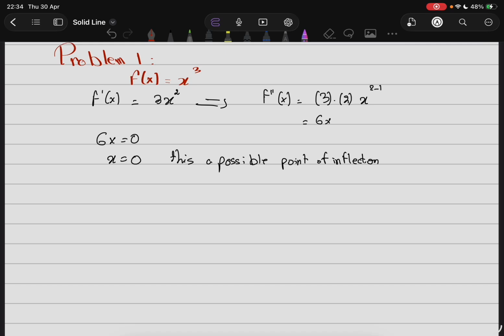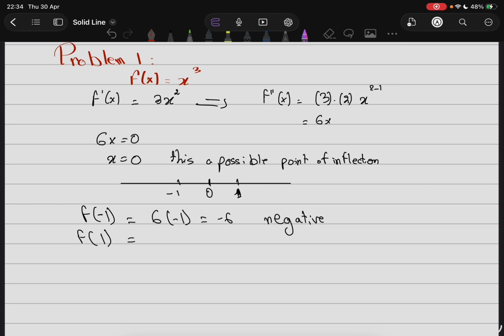Now the second step is to test the values around it. So we're gonna draw a line and we're gonna plug in 0. We're gonna take a point from the left of 0 and the right side. Okay, we're gonna see the first one on the left. We're gonna plug in -1 into the second derivative. It's gonna be 6 times -1 equals -6. It's negative, and the other one is gonna be positive.